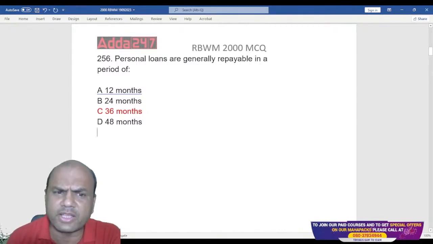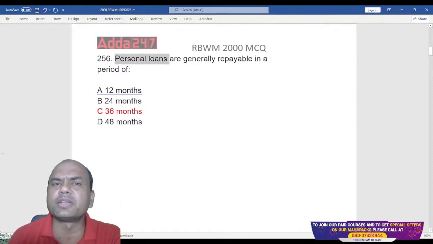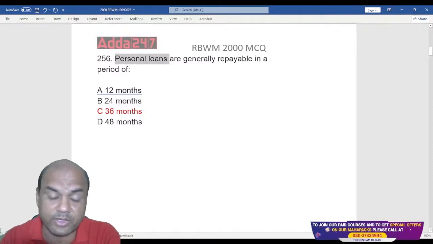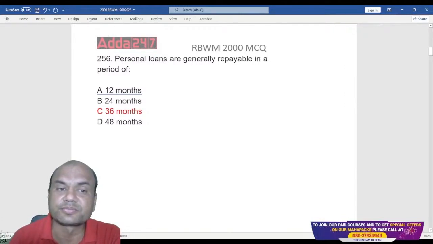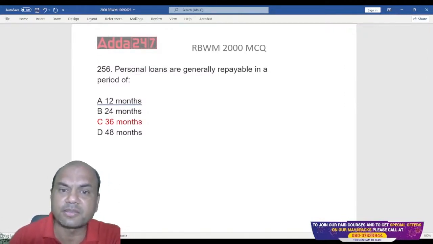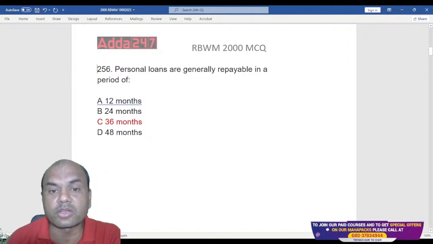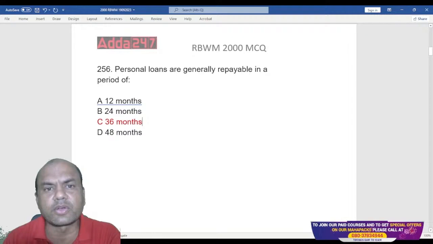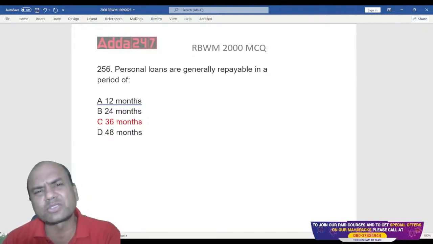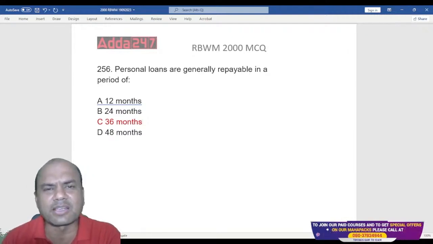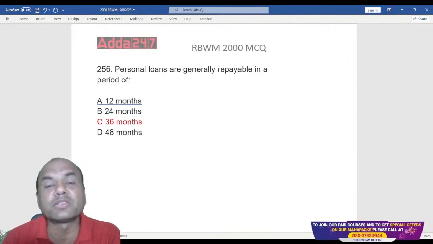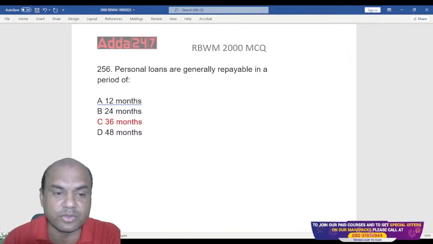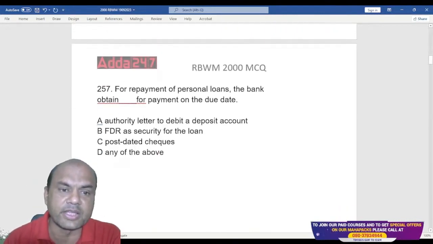Do we take any security on personal loans? Type in the comment section. Is it compulsory for us to take any security for personal loans? No, not at all compulsory. You can just give the personal loan like that only, without any security. Some banks do ask for some FD, some bike, some car, something as a collateral. But that depends on bank to bank and on the credit score of the customer. Okay? Chalo, next one.